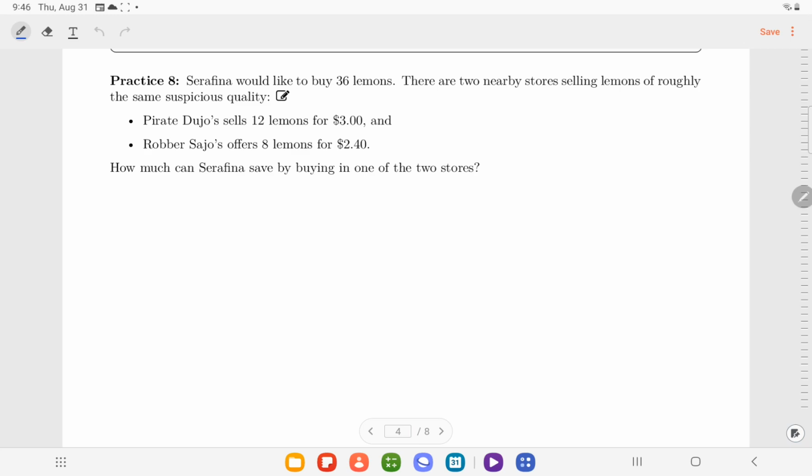Serafina would like to buy 36 lemons. She is looking at two stores, Pirate Duo and Robert Sile. We see that Duo sells 12 lemons for $3, and Sile sells 8 lemons for $2.40.